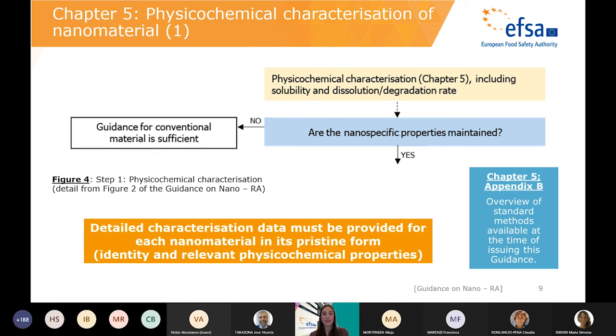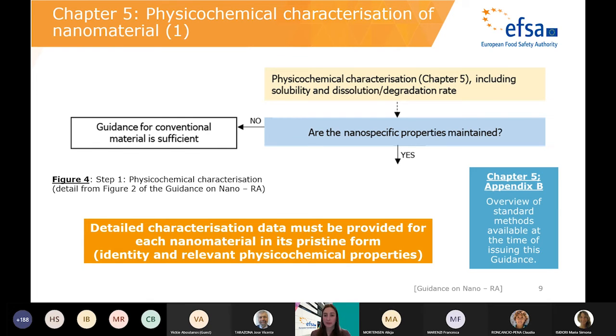The second step is the physicochemical characterization of the nanomaterial. Detailed characterization data must be provided for each nanomaterial in its pristine form, both identity and relevant physicochemical properties, including solubility and dissolution degradation rate, which are critical elements for the physicochemical characterization that can lead to understanding if the nanospecific properties of the material are maintained or not. If yes, then the user can proceed with the following step of the guidance. If no, the guidance for conventional material is sufficient.